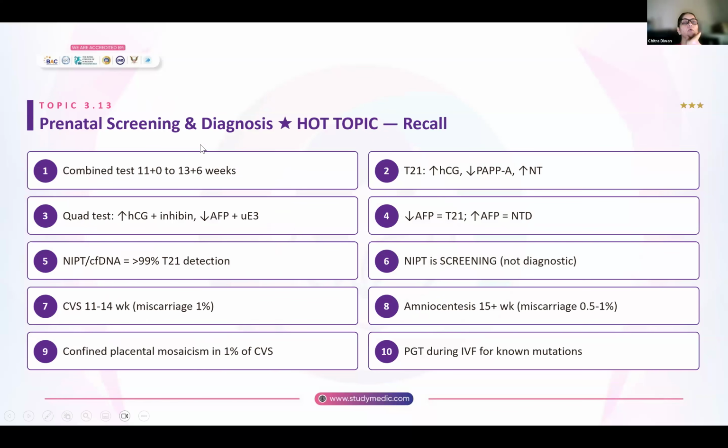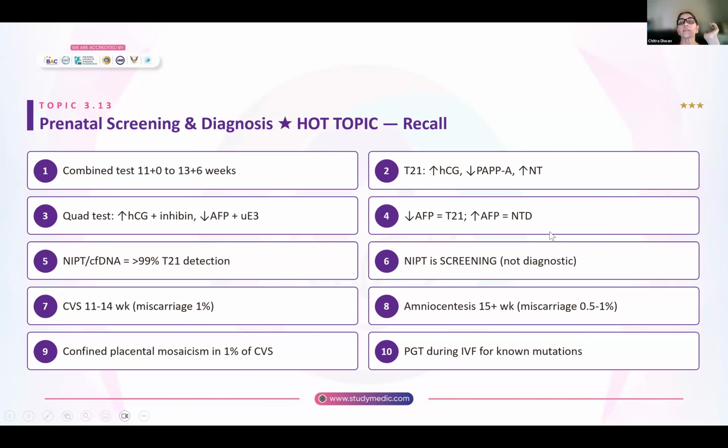Now, the recalls or important points that you have to remember: the combined test is done between 11 to 13 plus 6 weeks. For trisomy 21, HCG and NT are raised, PAPP-A is decreased. With the quadruple test, HCG is raised, inhibin is raised. So too high and too low. Alpha fetoprotein and urinary estriol, they are the ones that are low. Alpha fetoprotein is decreased in Down syndrome.